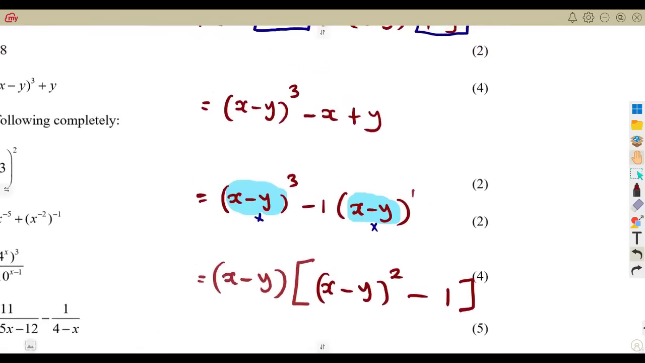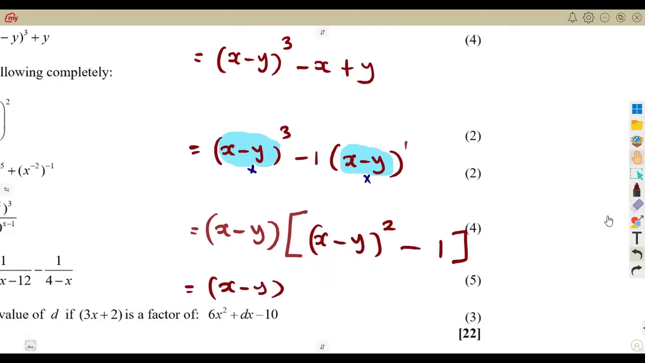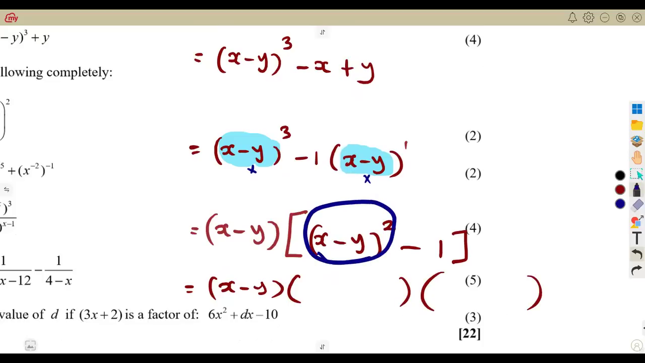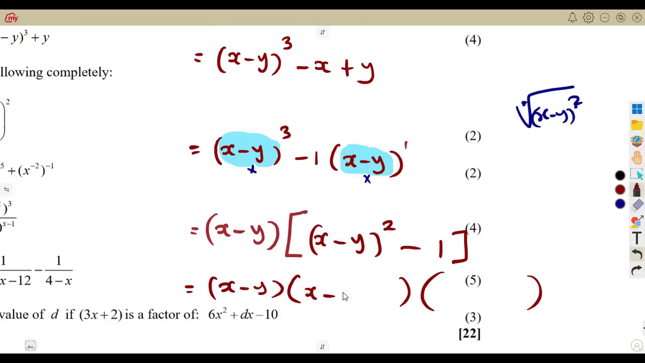Why? If we check properly, we are going to notice that just like what we had before, we have a difference of 2 squares. So we are going to have x minus y like this. Then the 2 brackets of our difference of 2 squares. Remember the concept of your difference of 2 squares. The square root of this x minus y squared is simply removing the square that is there. You remain with x minus y.